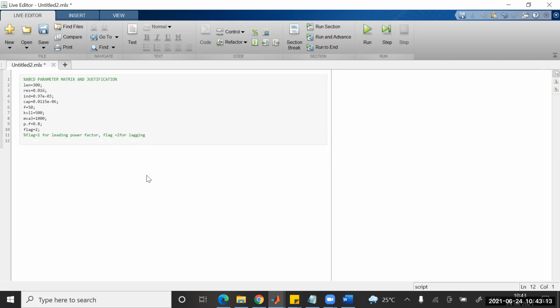Now let's start the code. This is the data that will be used universally. So the foremost thing is the very important lines that everyone writes, that is the two lines: CLC and clear all.